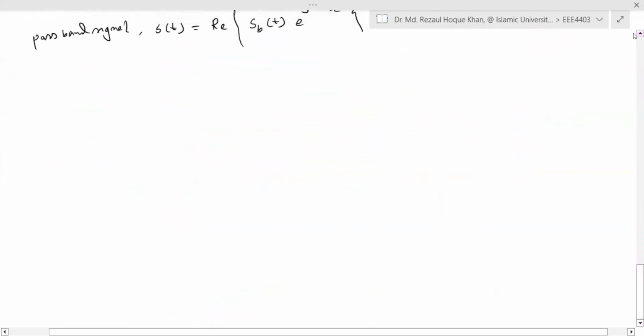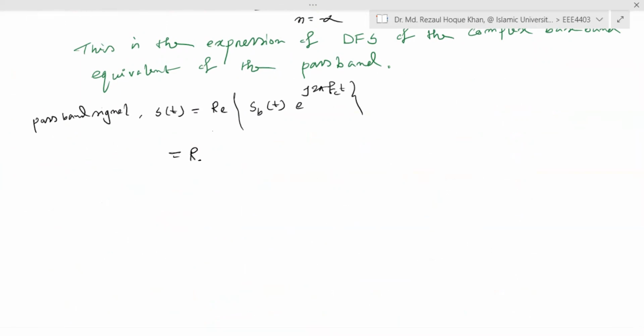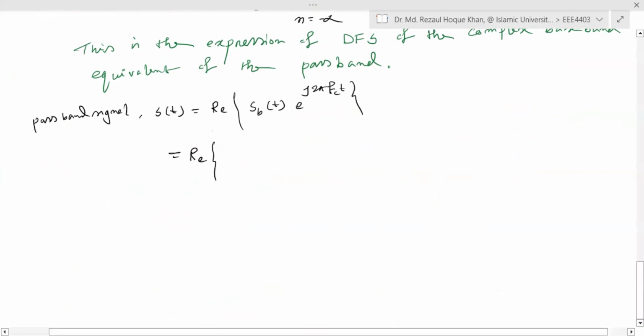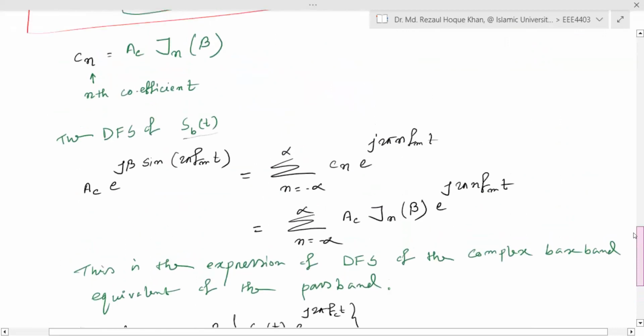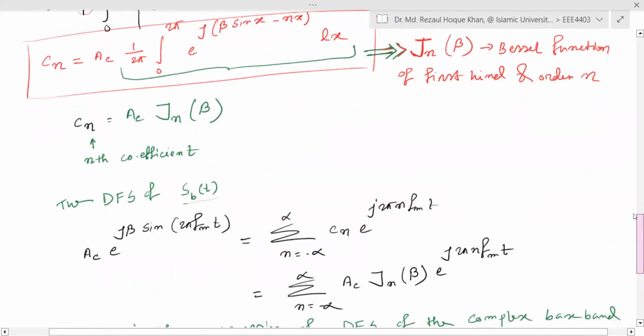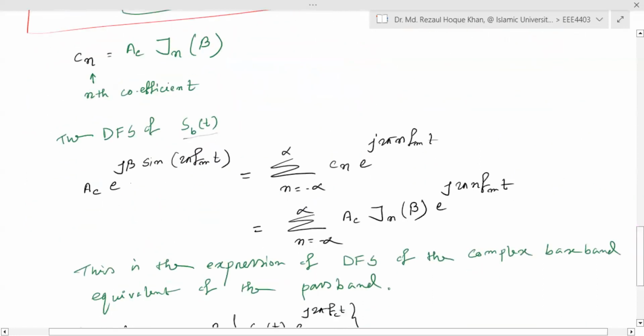So now we know ST equal to, so SB, we already know the detail of this SB part, right? So we can rewrite it. So real part of SB is nothing but this one. We already have our signal SB.